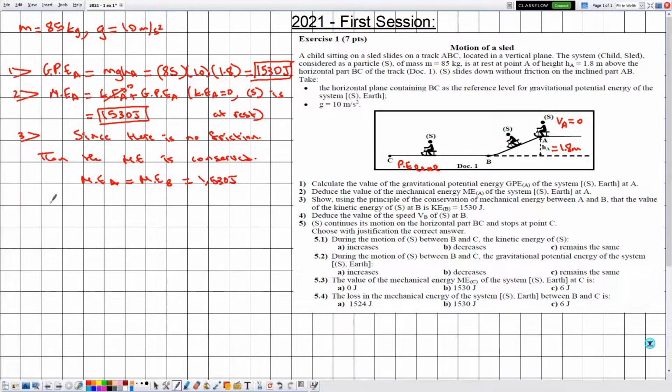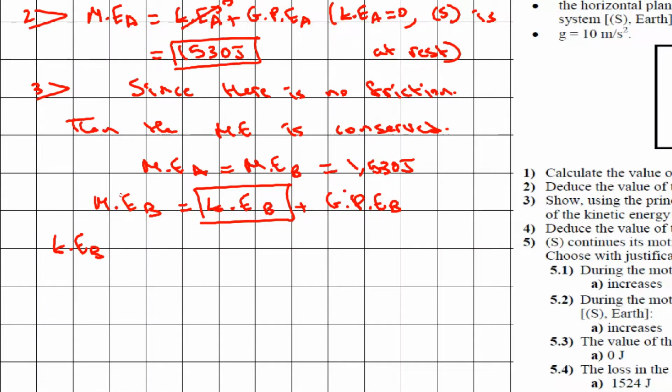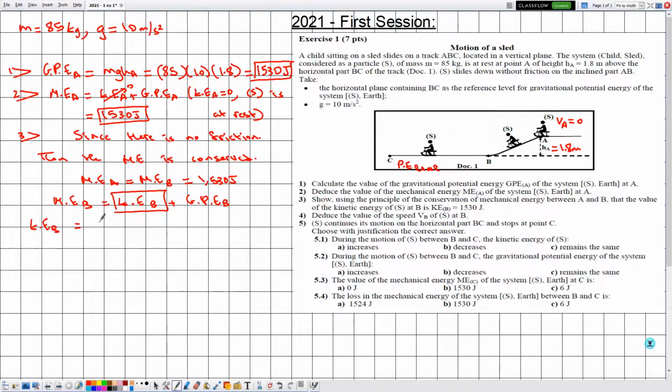Now, we know that the mechanical energy at B is equal to the kinetic energy at B plus the gravitational potential energy at B. And we are interested in determining the kinetic energy at B. Then let's rearrange for the kinetic energy at B. This can be done by dragging this to the left-hand side, so it becomes a minus sign, which means that the kinetic energy is the mechanical energy minus the gravitational potential energy.